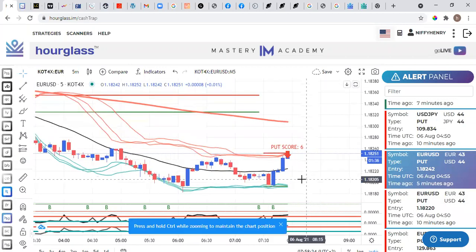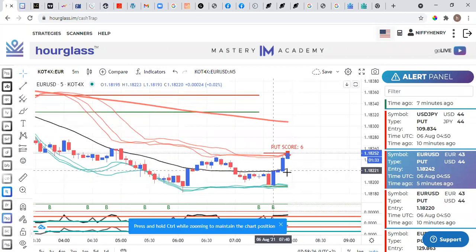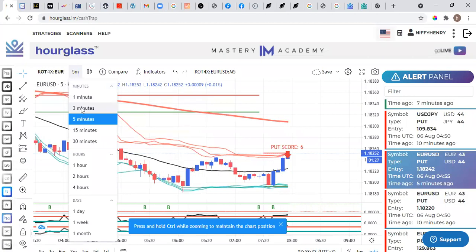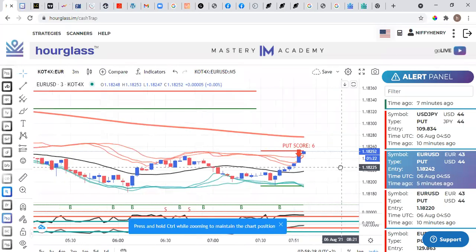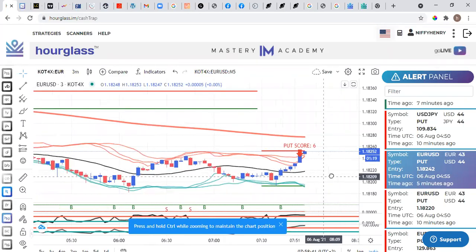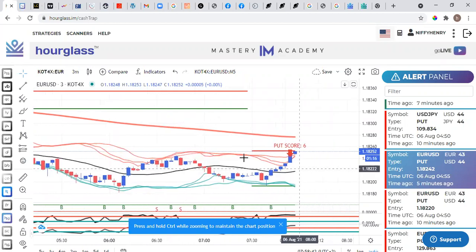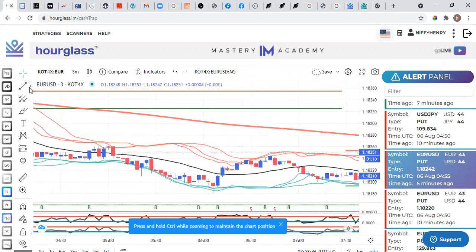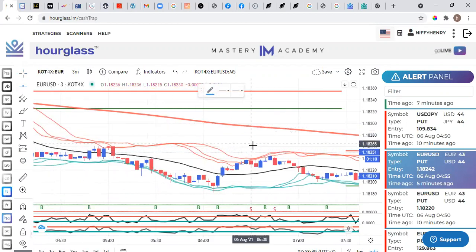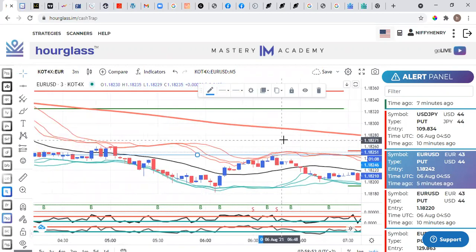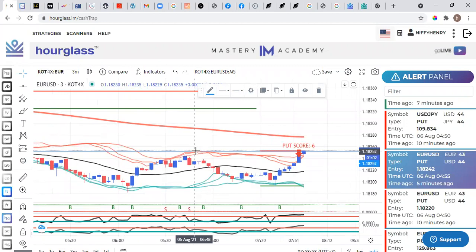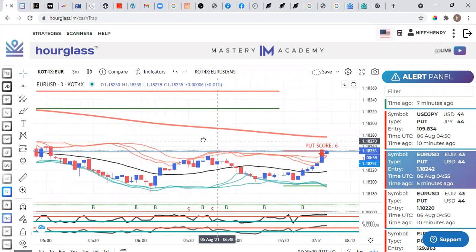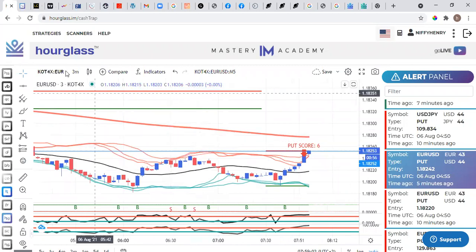Wow. See, point score put 6. That's a very good one. Euro USD, that's a very good one. So you're saying you should sell and do a 5-minute sell or 3 minutes. 3 minutes should be okay. If you need to roll over, you can just roll over once, because I don't know if it has gotten to that height that it's planning to get to before it goes in for a sell. Cash trap has given us a sell signal, and the point score is 6.